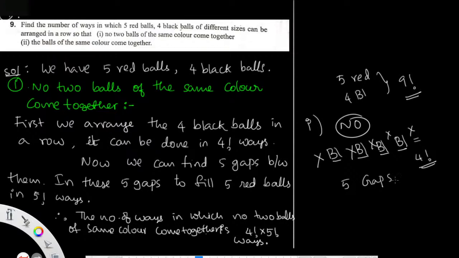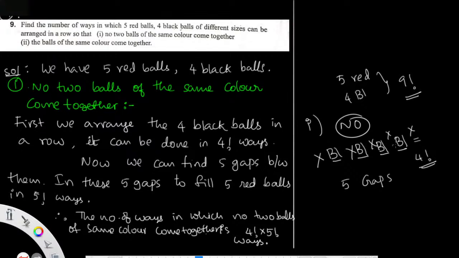Why? Because for never together, always the gap method should be applied. If it comes together, make a bundle, then continue the process. Here it is given that never come together. So we should take the gaps only. Gap method you have to write. So first arrange the black balls. 4 black balls are there. It can be done in 4 factorial ways.